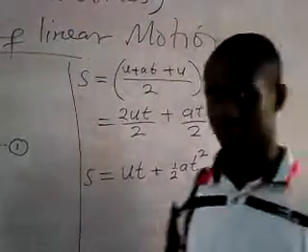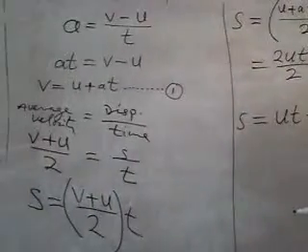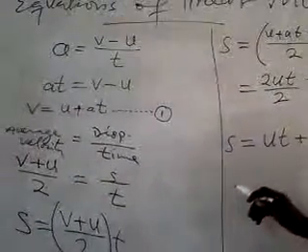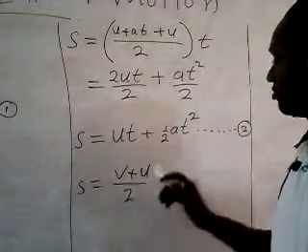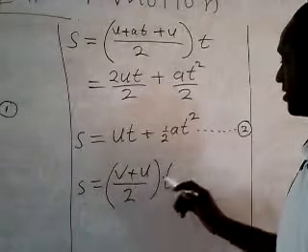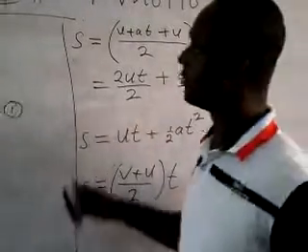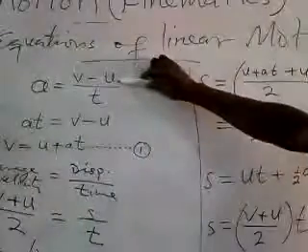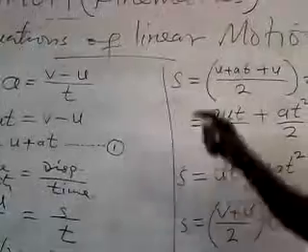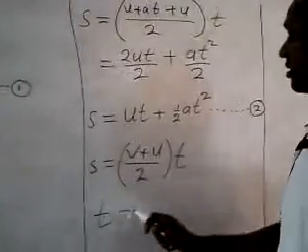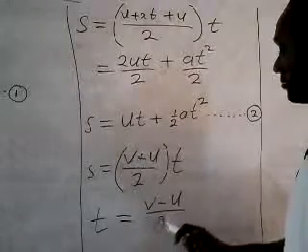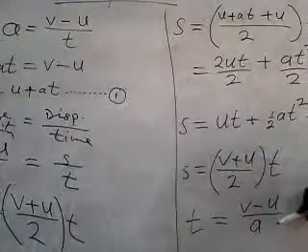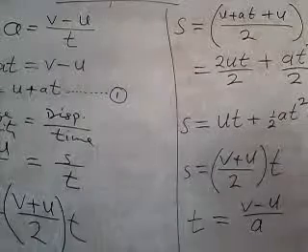Again, from S is equal to V plus U over 2 multiplying T. And from the equation of acceleration, A is equal to V minus U over T. If we make T the subject, so we can say T is also equal to V minus U over A. That is from definition of acceleration. And then T is equal to this, and we put it what is here.